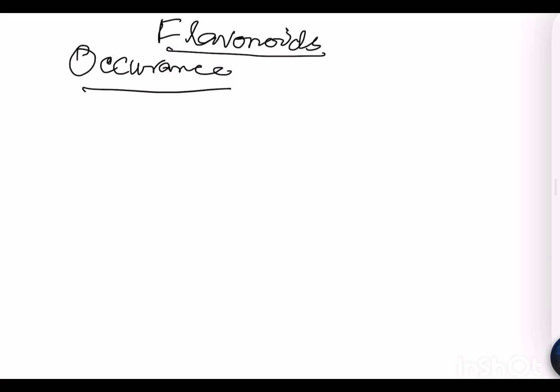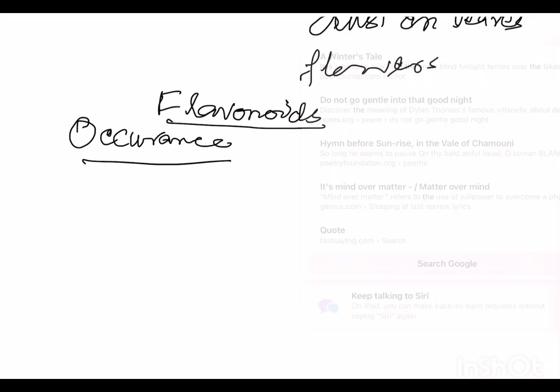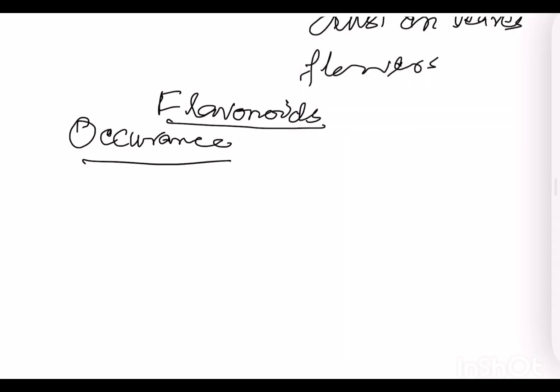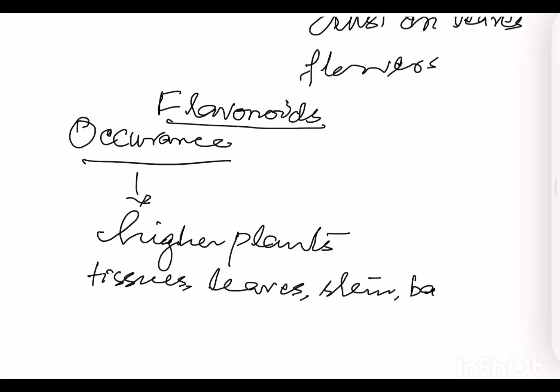Today we'll teach you how it occurs in higher plants and the different tissues. It may concern leaves, stem, bark, pollen grains, etc.